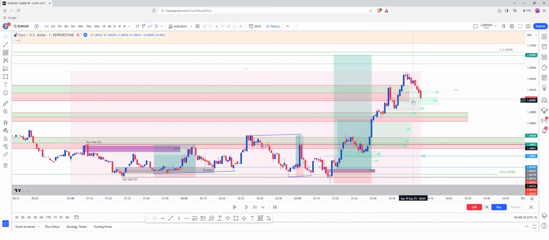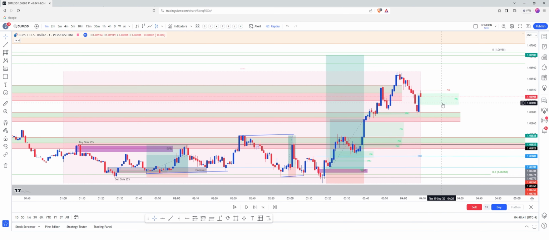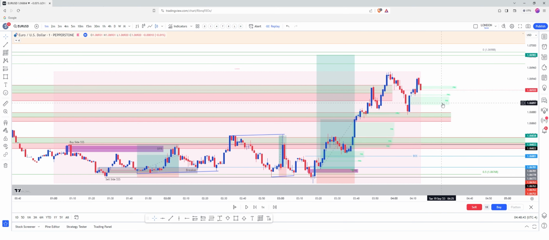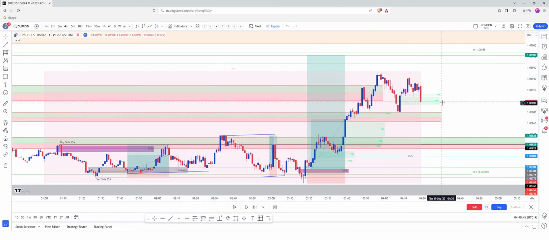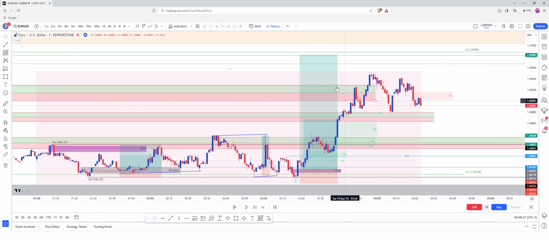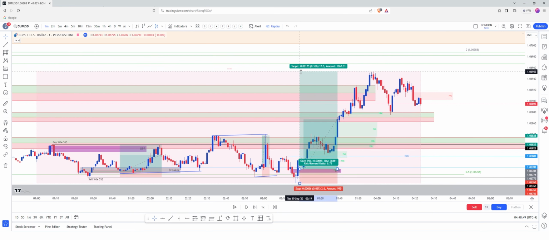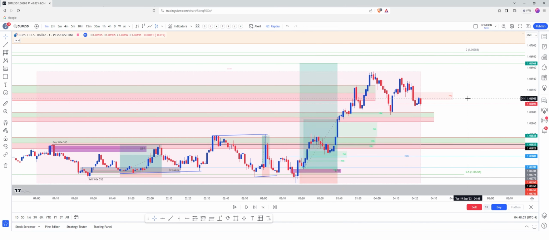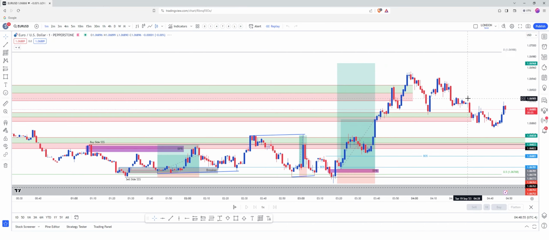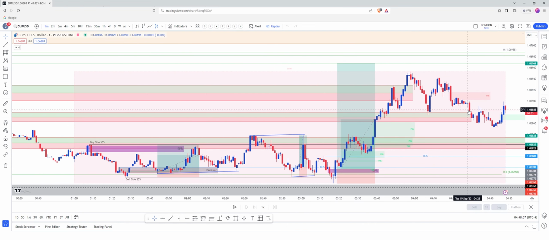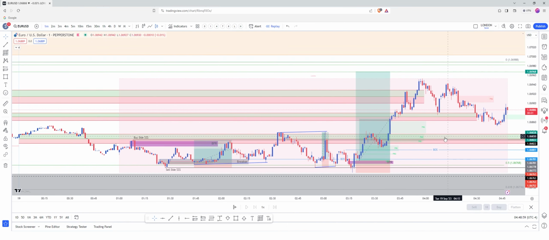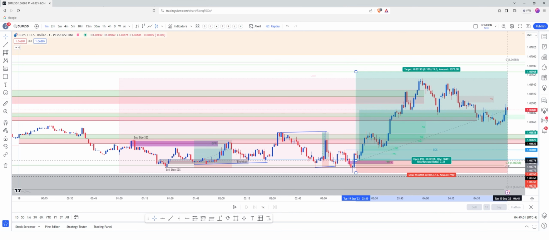We're respecting this 15 at the moment, clearing back through. Dragging on, I mean, we are already 6.7R in profit. Would like to see this liquidity taken though. We are up to lifetime at the moment. So this is where we're at.